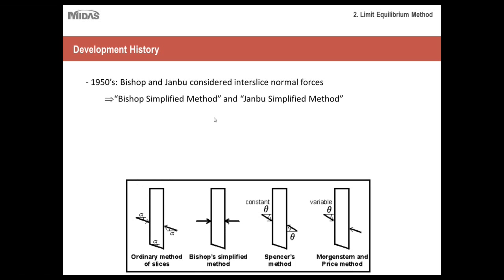Okay, so in the 1950s, Bishop and Janbu considered interslice normal forces. These were called the Bishop simplified method and the Janbu simplified method. If you look to the bottom portion of your screen here, this goes over the different methods that are available. And as you can see, the Bishop simplified method directly takes into account the normal interslice forces.